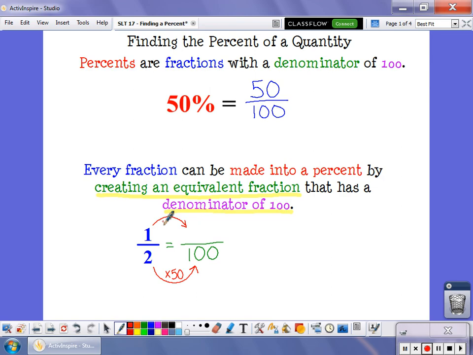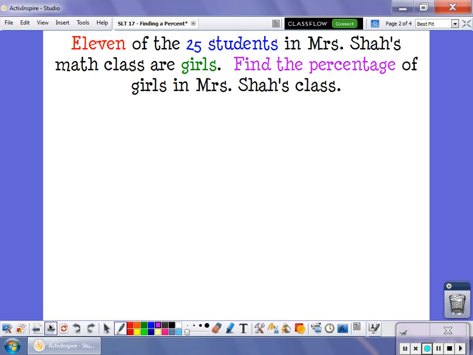Whatever I do to my denominator, I'm also going to do to my numerator, and I can see that 1/2, 1 times 50, is 50. That will give me 50 out of 100. 50 out of 100 is the same as 50%. And we can use this information to help us solve word problems.